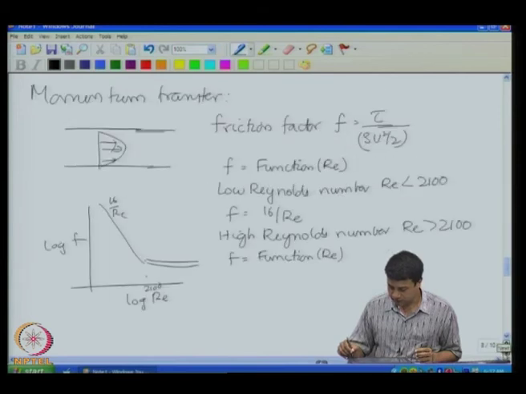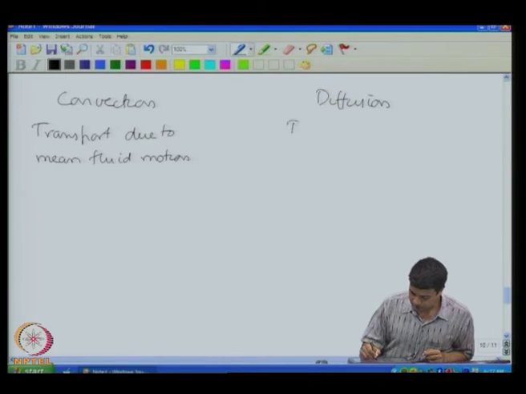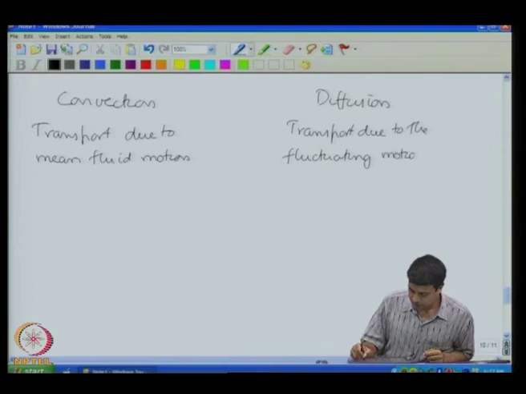The second important part is what is called diffusion. Diffusion is basically transport due to the fluctuating motion of the molecules.